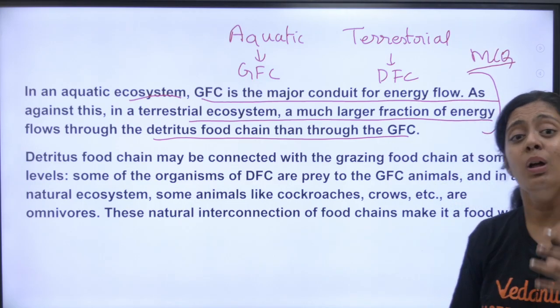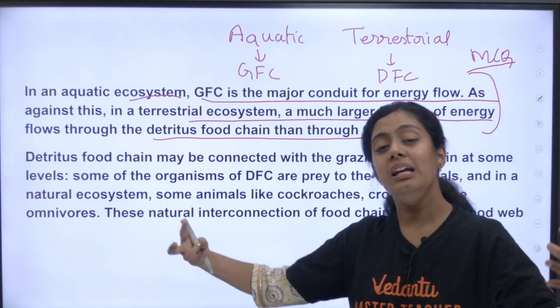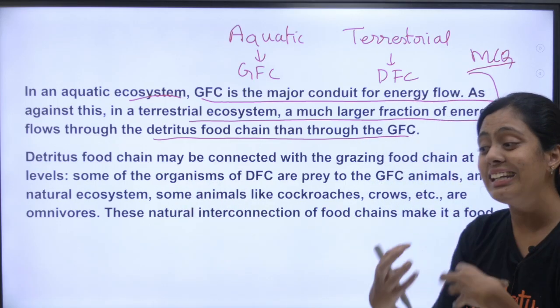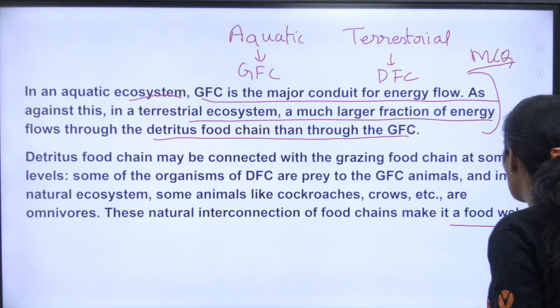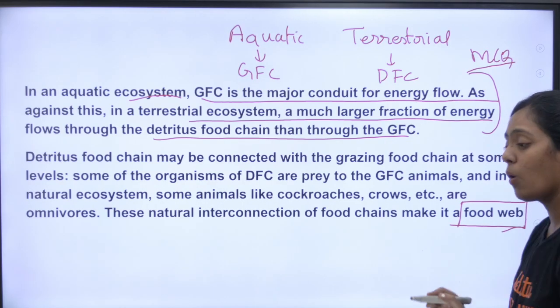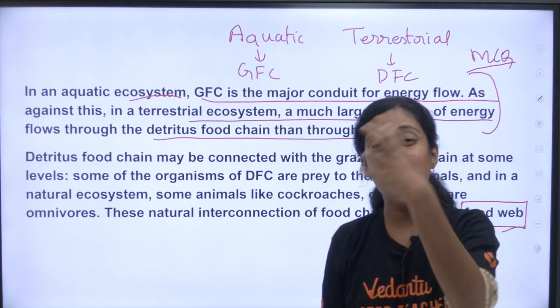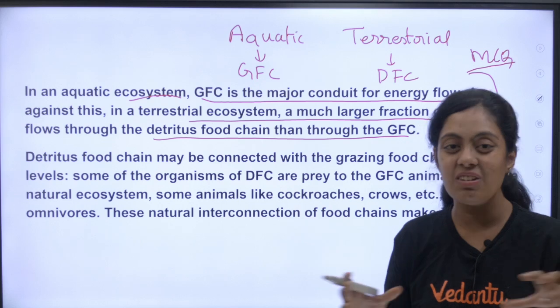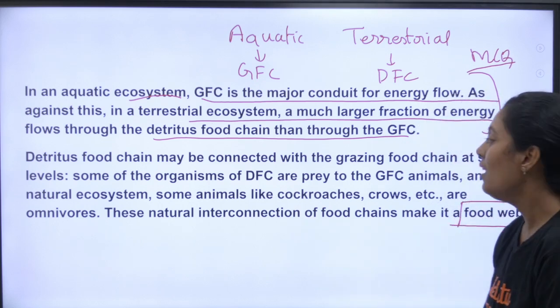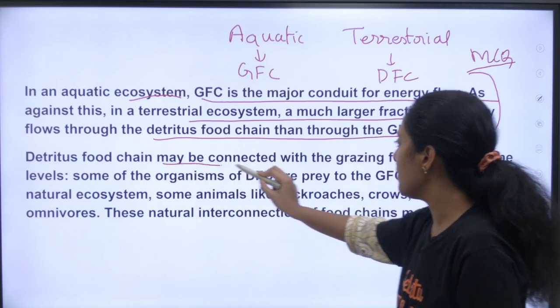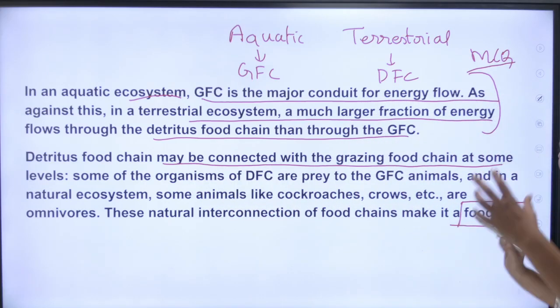Many times the detritus food chain and the grazing food chain are interconnected, okay. That interconnection is what we call a food web, okay. So what is a food web? Many food chains interlinked with each other is what we call a food web, pasangala, okay. So the detritus food chain may be connected with the grazing food chain at some levels.